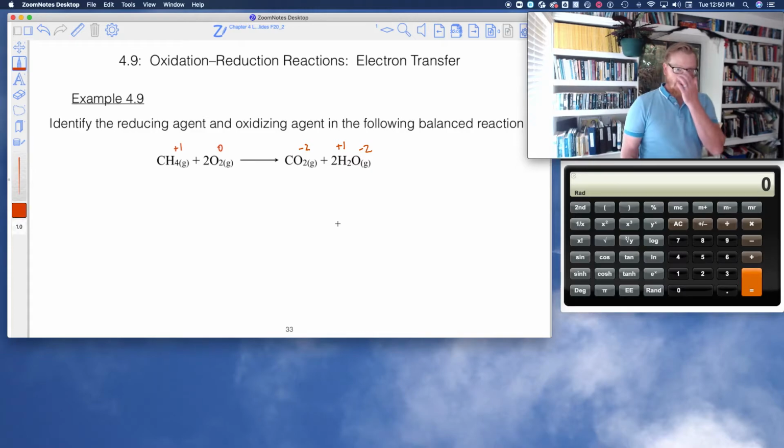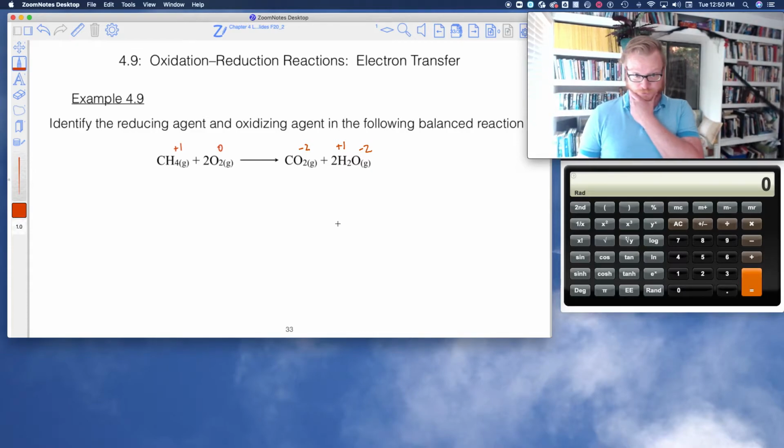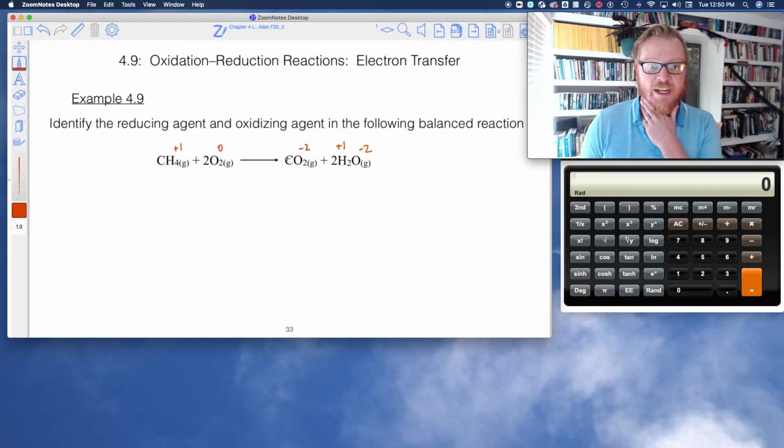So the only thing that I have left to figure out are the carbons. Okay. So over here in carbon dioxide, 2 times -2 is -4. So each carbon has to be +4. Okay, so I'm going to try to indicate which is which. Okay. And then now on methane, each hydrogen is +1. There's 4. 4 times +1 is +4. So that means each of these carbons has to be -4.